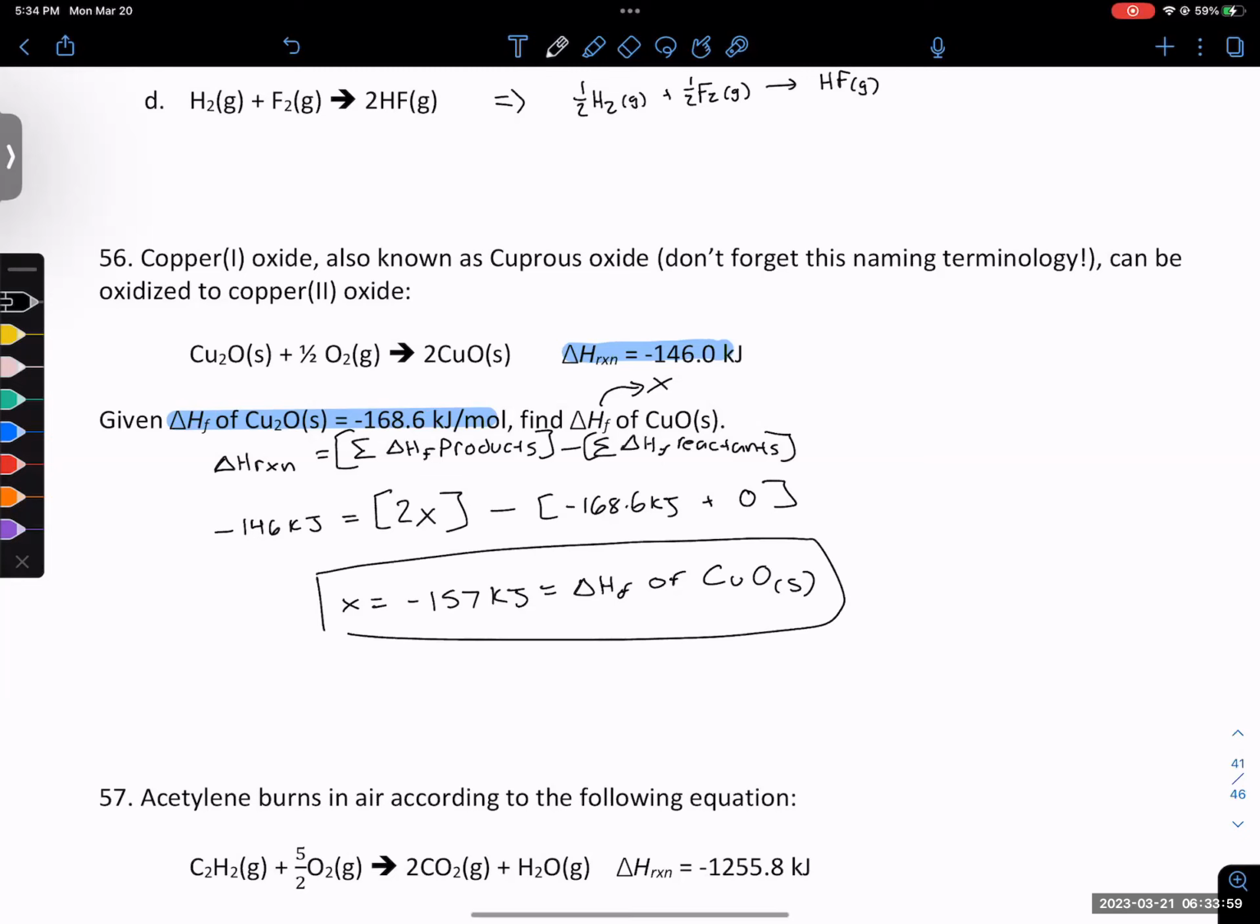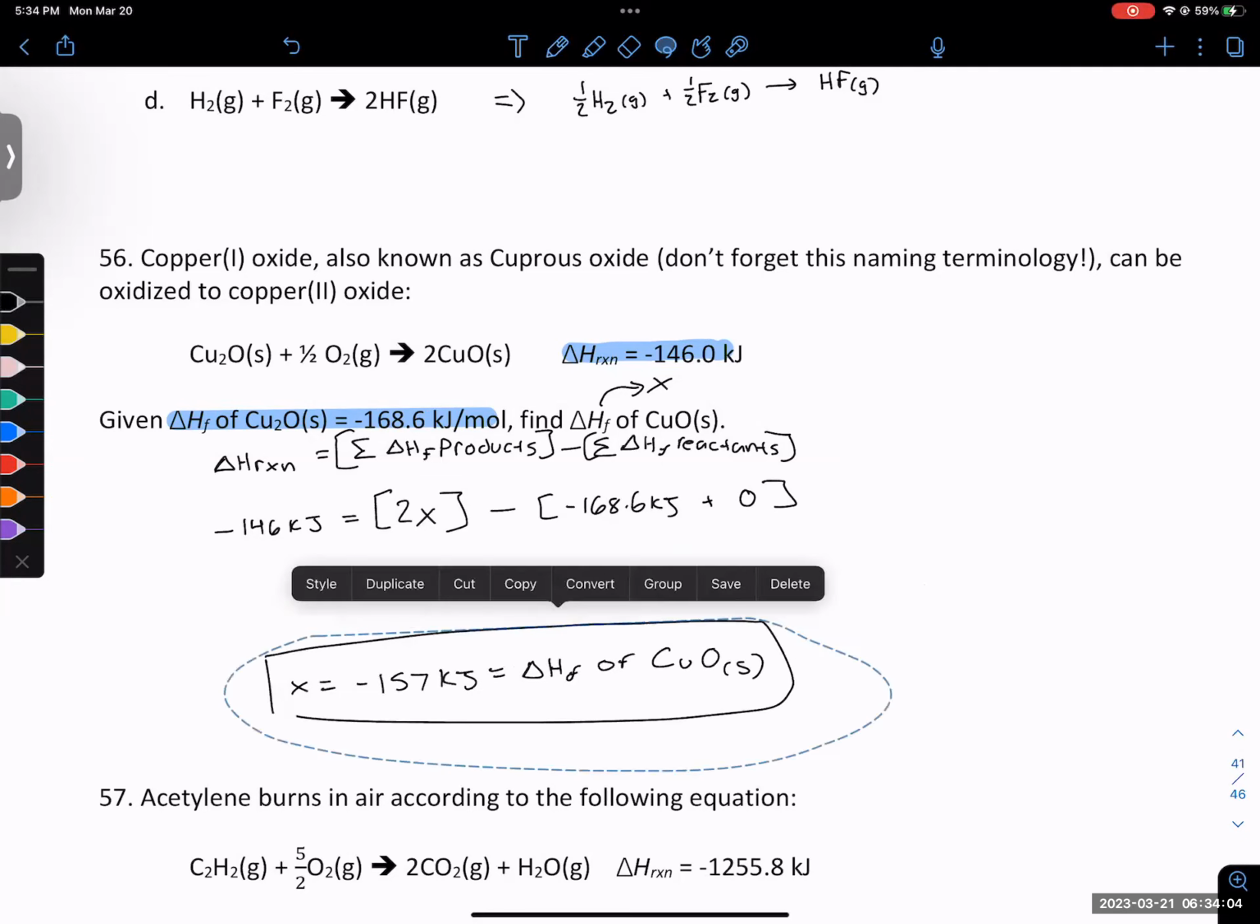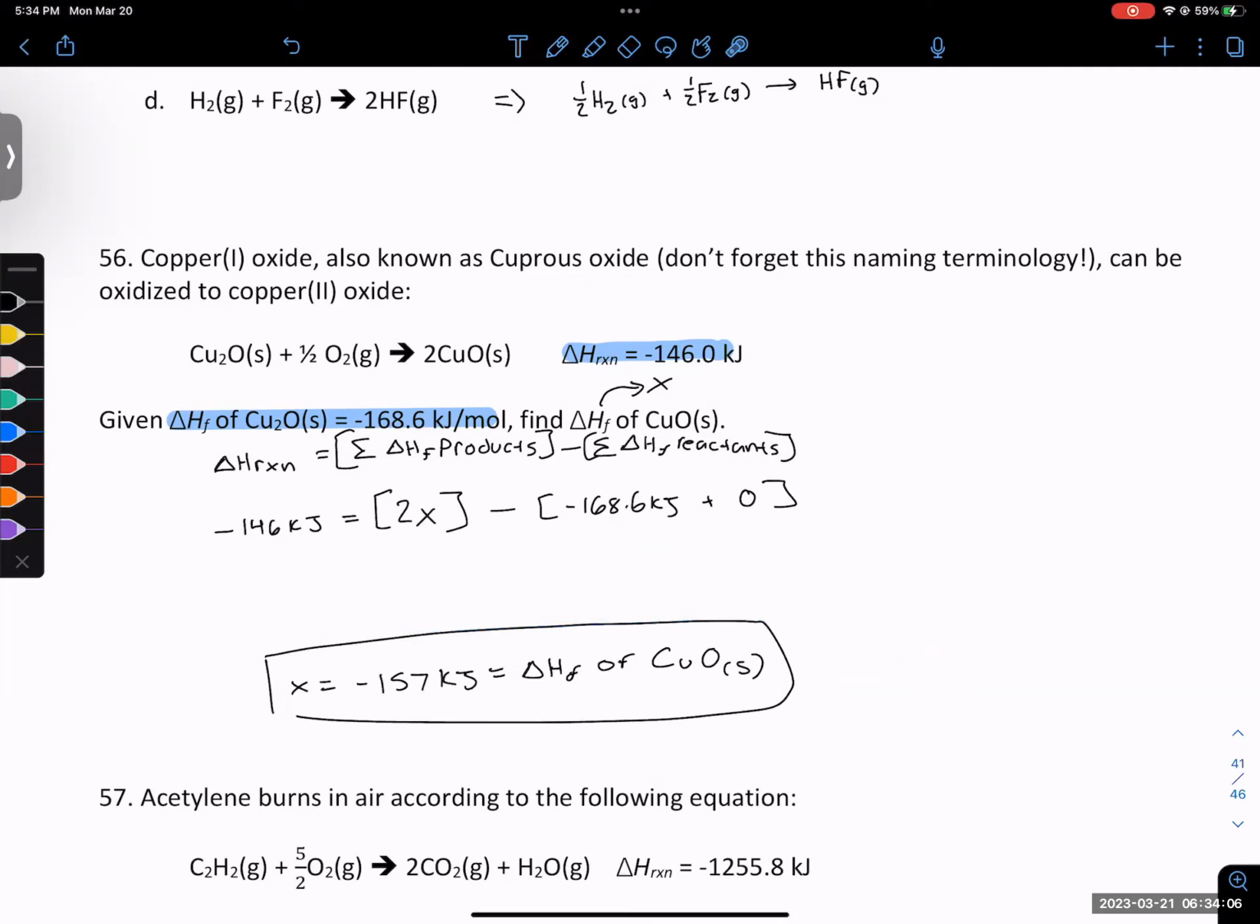So I didn't show you all the algebraic manipulation and stuff. I figured I don't need to waste time on that, but you're just solving for X. All right, and that's your answer. Any questions on that?